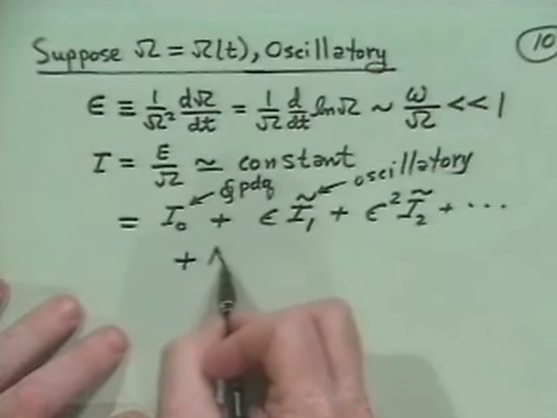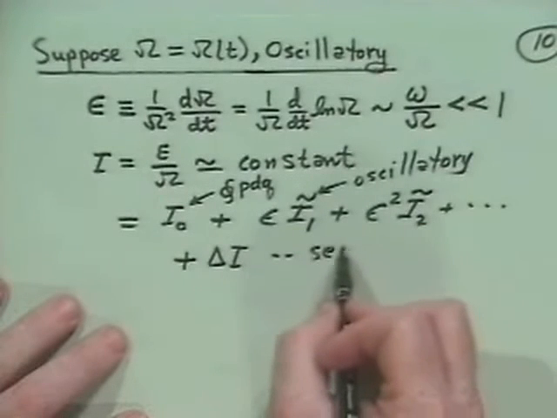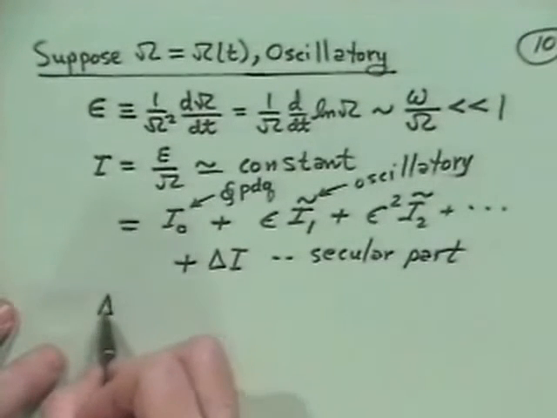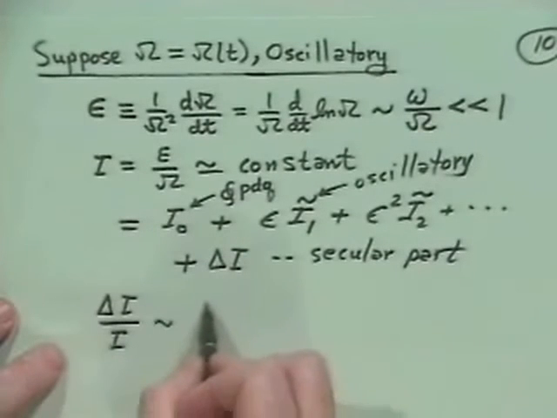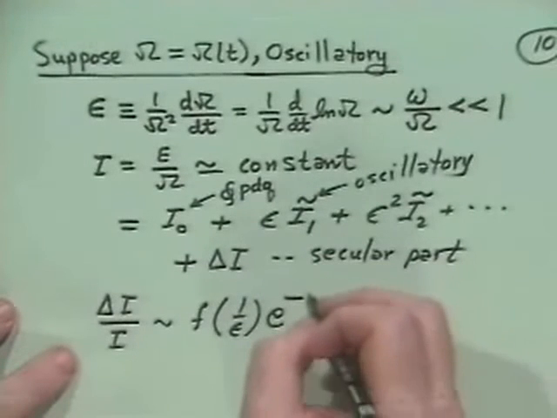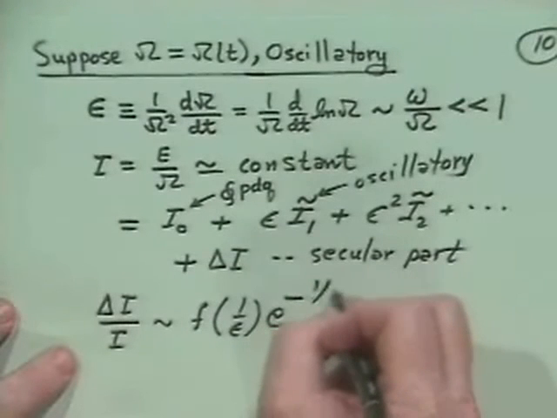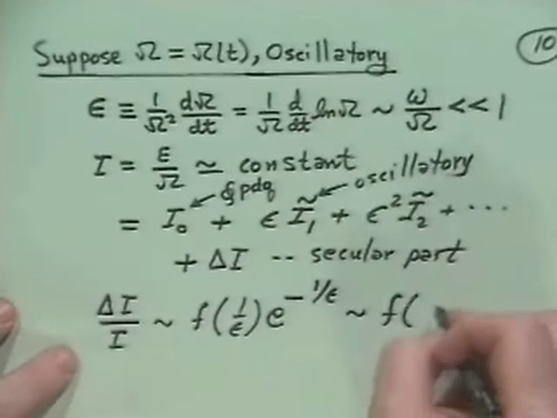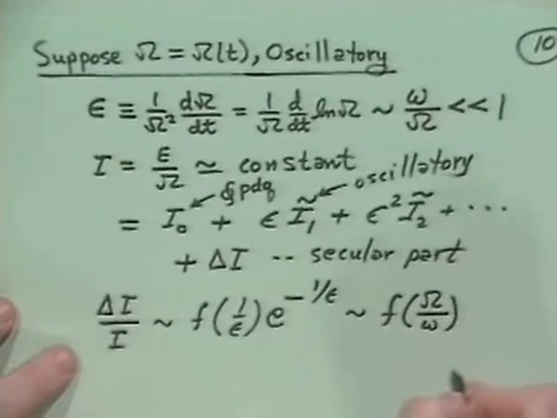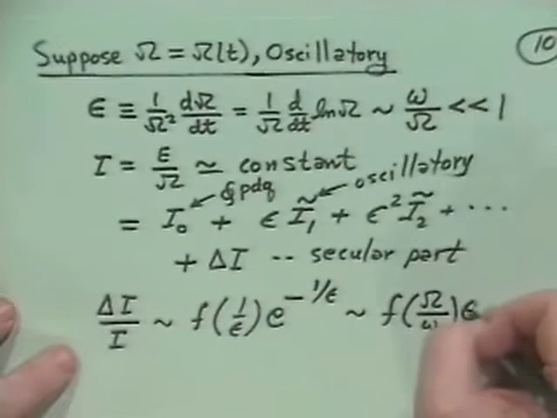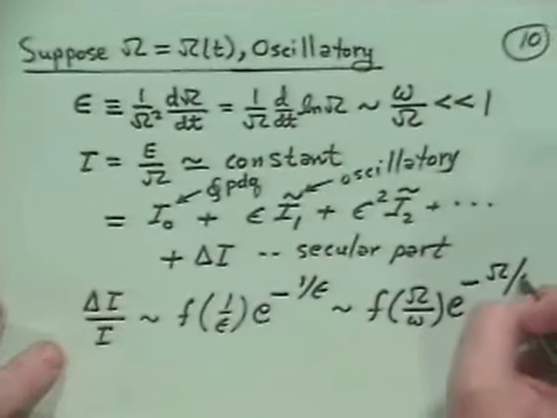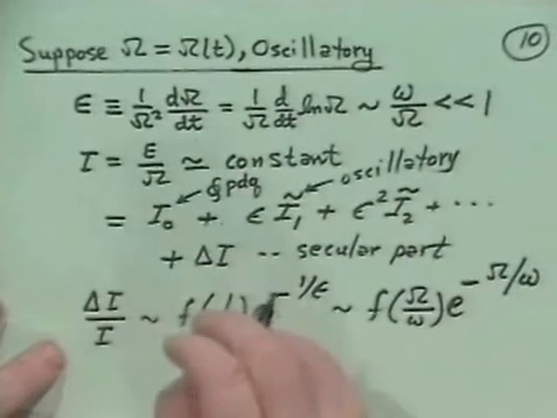The problem is there's a so-called secular part. And that secular part, which takes some doing to derive, delta I over I, turns out to be some function of 1 over epsilon times e to the minus 1 over epsilon. Or you can say it's some function of the frequency of the oscillator divided by its rate of change, times e to the minus the cyclotron frequency over the oscillation frequency.